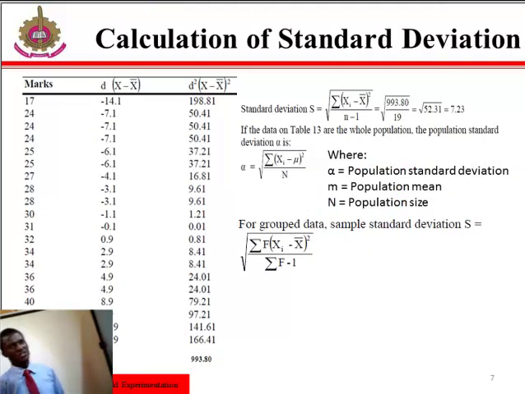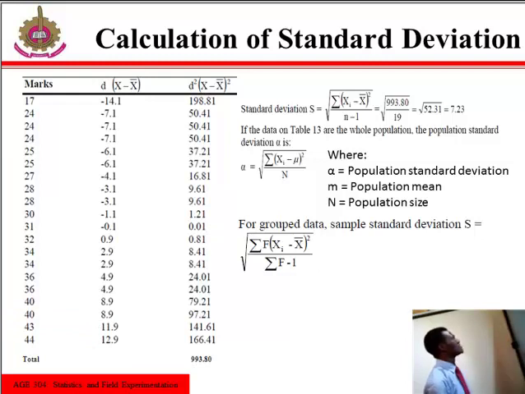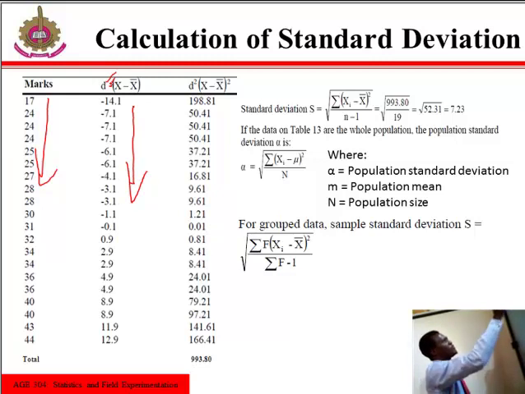Now, in continuation, let's go through how you can calculate standard deviation. Consider the table that we have here. We have the observations in the first column, the observations minus the mean value in the second column, and the square of the observations minus the mean values in the last column.